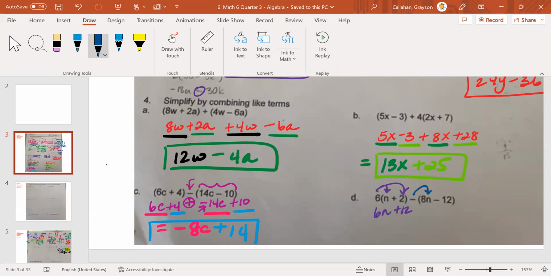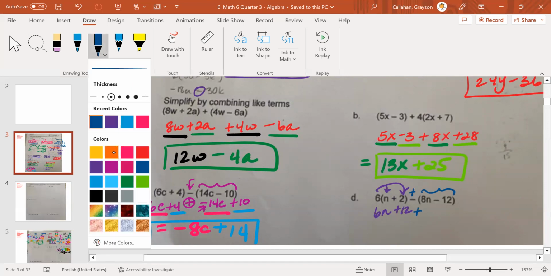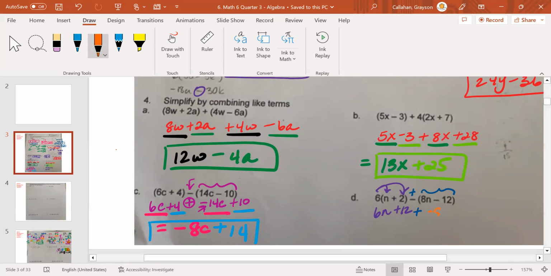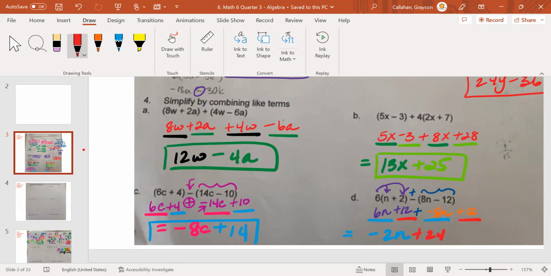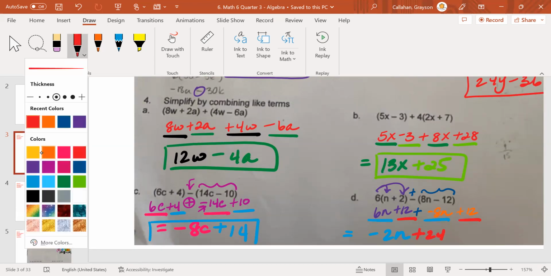Make sure you're careful with the negative. Remember with this one, you change this to a positive, and then everything inside changes. So that's a positive, but everything on the inside changes. Positive 8n becomes a negative 8n. Negative 12 becomes a positive 12. So then once you do that, you can now combine like terms. And that is your answer.